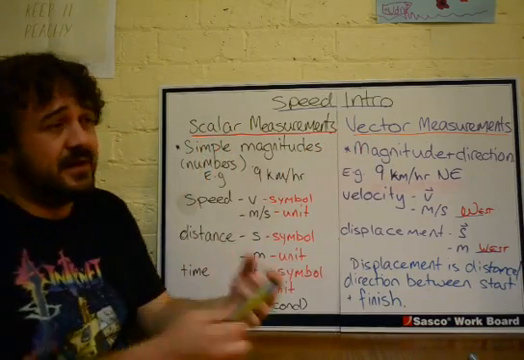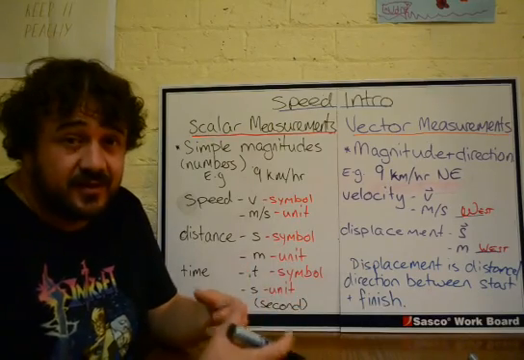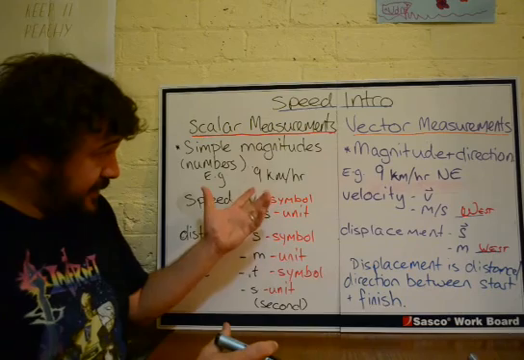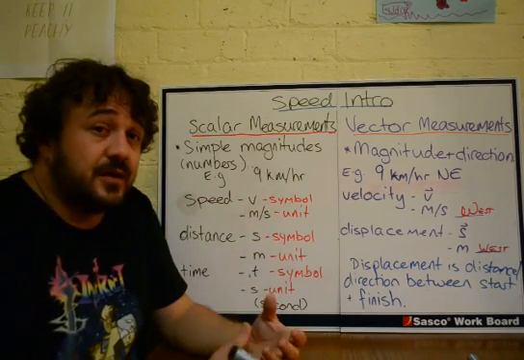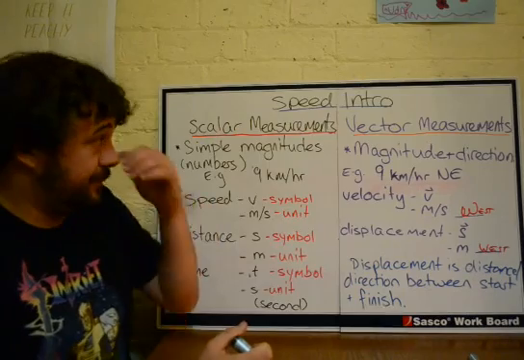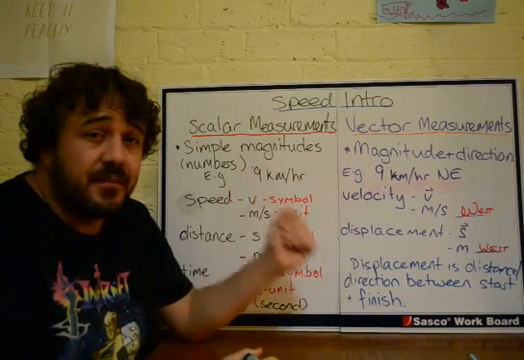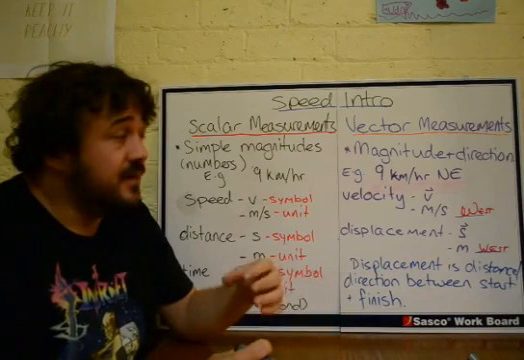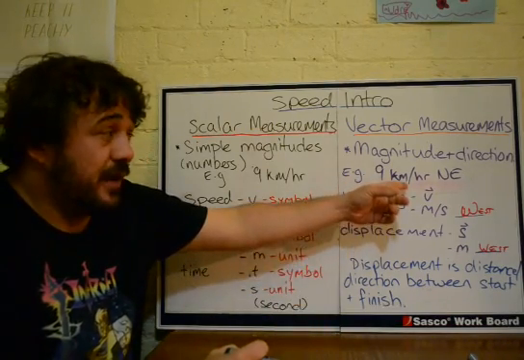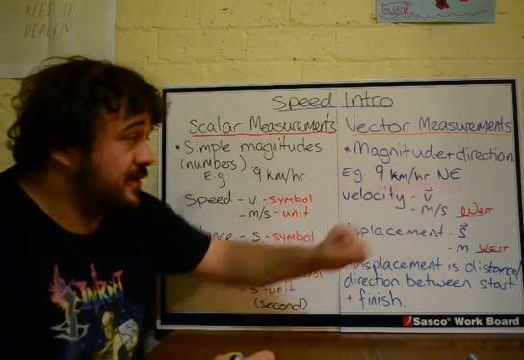Scalar measurements are simple magnitudes. Magnitude is just a number, a size, okay? An example of this is 9 kilometers an hour. We've all seen this in the car, 9 kilometers an hour. Now, a vector measurement has magnitude, so size, and direction. So 9 kilometers per hour northeast. And you see the difference, it has northeast.